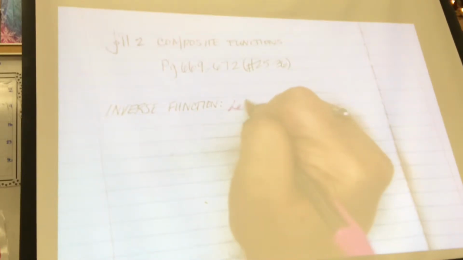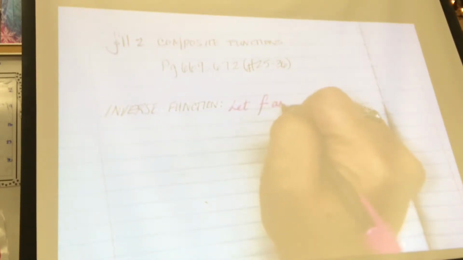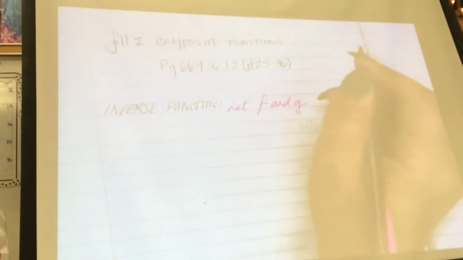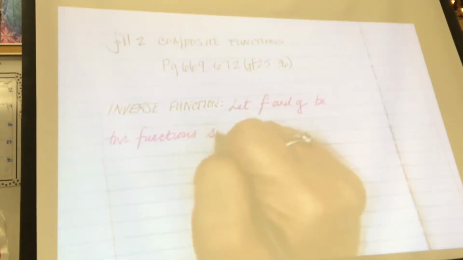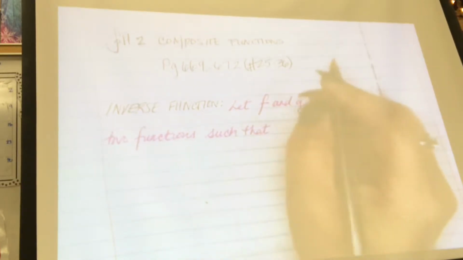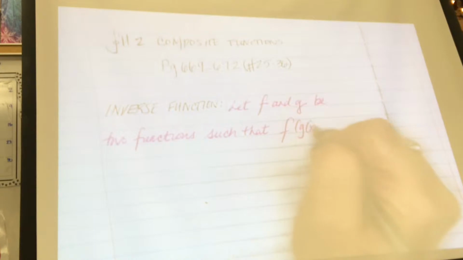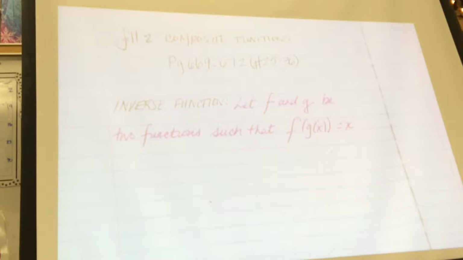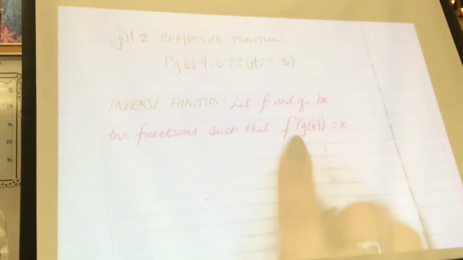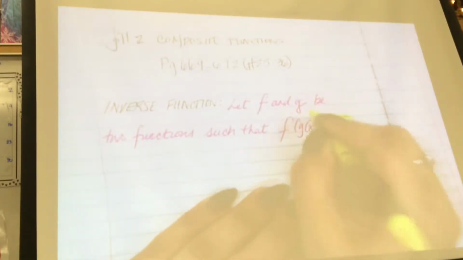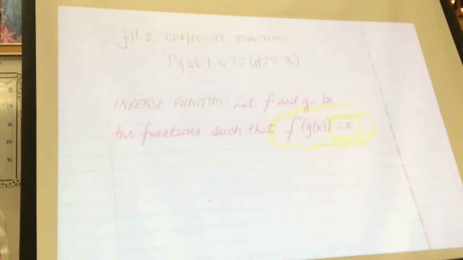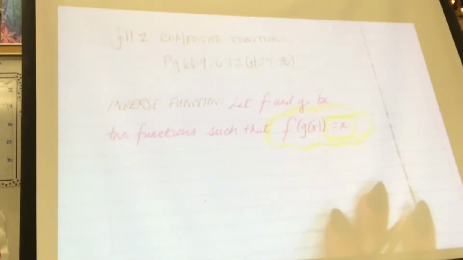All right, so we're going to let f and g be two different functions such that f of g of x is equal to x. Let's go ahead and highlight that. All that means is if you take the function g and insert it into the function f, you should always end with x if it's an inverse. If you do not end with an x, then it is not the inverse. They are not inverses of each other.